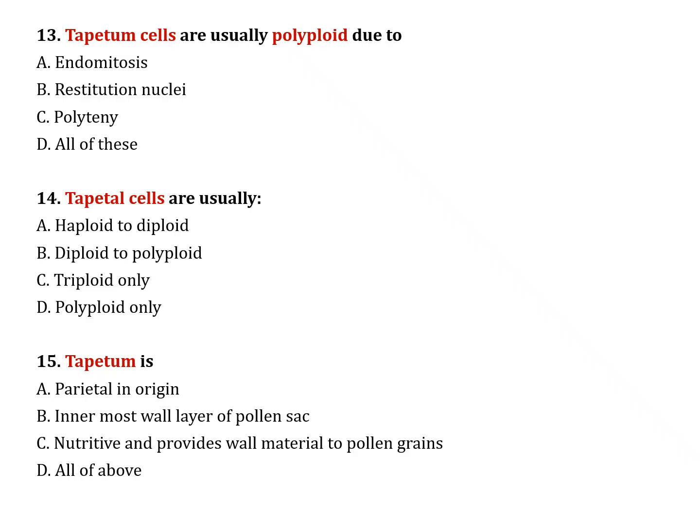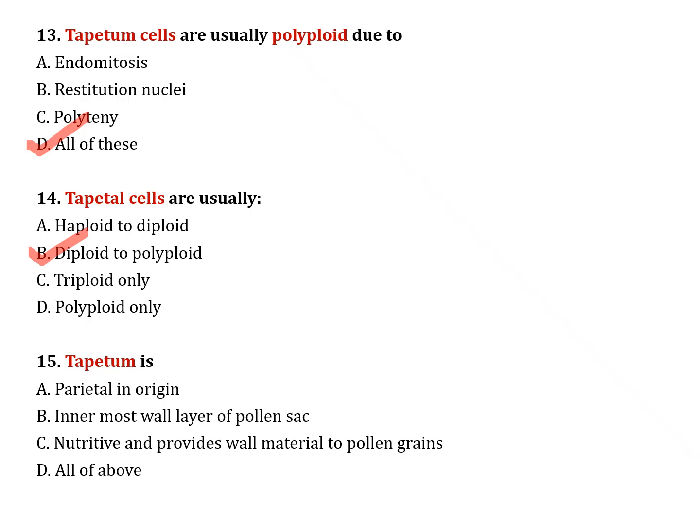The next question number 13. Tapetum cells are usually polyploid due to option A endomitosis, option B restitution nuclei, option C polyteny, option D all of these. Correct answer is option D all of these. The next question number 14. Tapetal cells are usually option A haploid to diploid, option B diploid to polyploid, option C triploid only, option D polyploid only. Correct answer is option B diploid to polyploid.